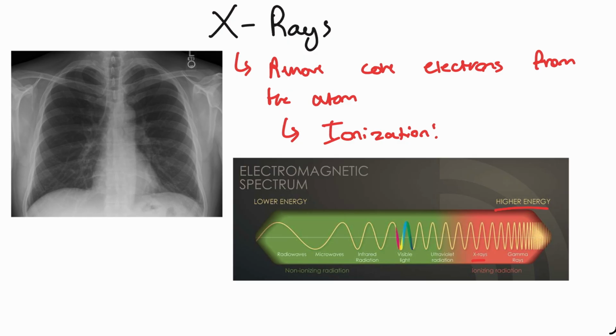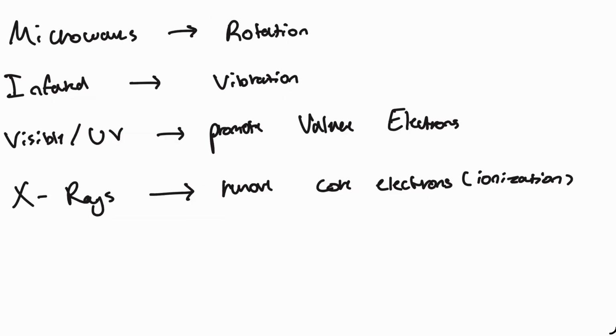So make sure that you remember these 4 wavelengths and their effects on molecules. Microwaves will make molecules rotate, infrared rays will make molecules vibrate, visible/UV will excite valence electrons to higher energy levels, and then our X-rays will remove our core electrons, also known as ionization. Also, make sure to remember the order of energy for these different wavelengths. Microwaves will have the least amount of energy, while X-rays will carry the most amount of energy.